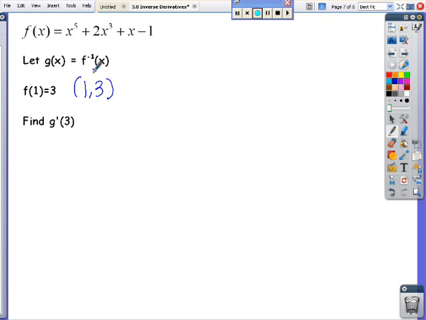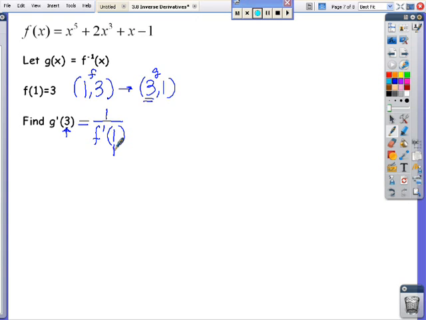So if I want to find the derivative of g at 3, then that'll be the same as me finding 1 over the derivative of f at 1. So on g, that's the x value. On f, that's the x value. Notice that together they make a point.